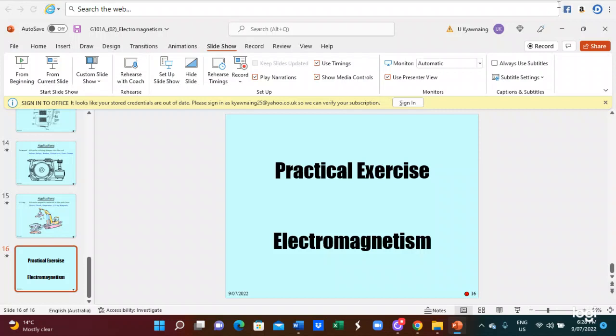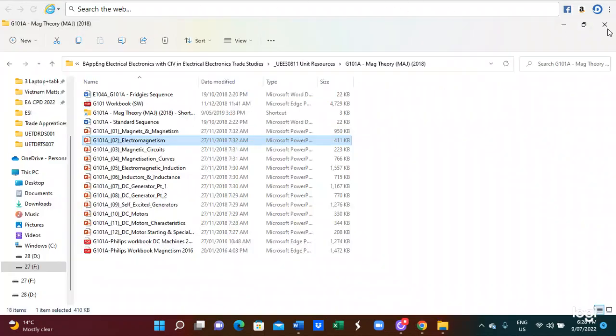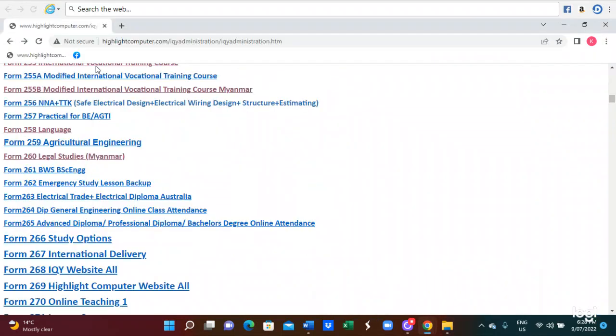So we talked about magnetism and electromagnetism, lessons 1 and 2, which I explained. Okay, then this is for your lesson. After this, you also have to do this Trade 2.